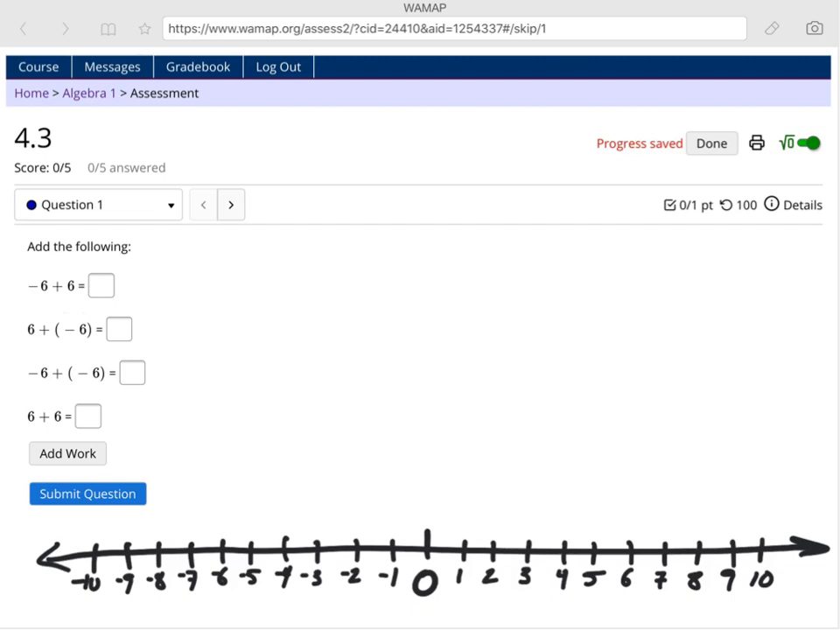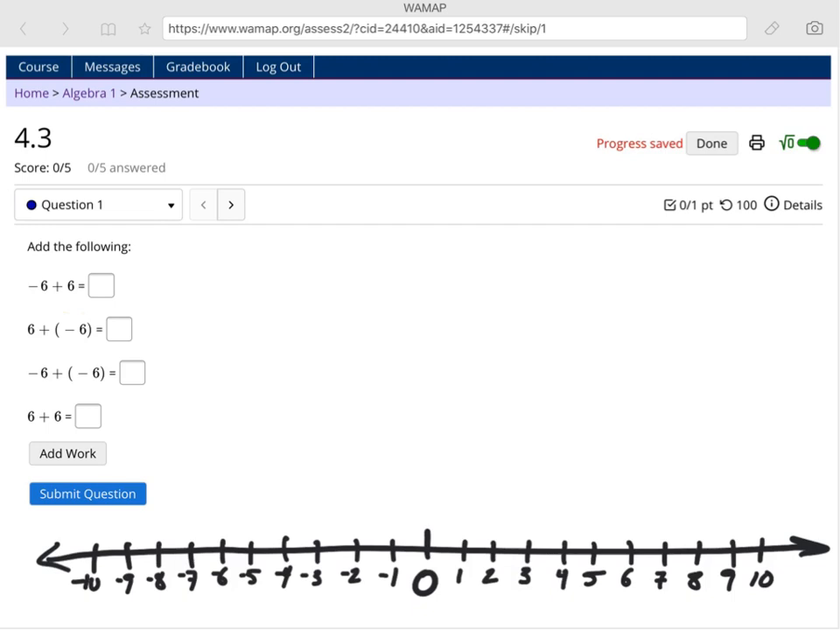All right, so when using a number line, your first number is always where you're going to start at. So in this first problem up here, we have negative 6 plus 6. So that means I'm going to be starting at negative 6. So I'm going to go down to negative 6, and I'm going to start right there. Just put a little dot there. And then the plus 6, it's a positive 6. Positive means to go to the right here. And so it tells me I'm going to have to go to the right by 6 units.